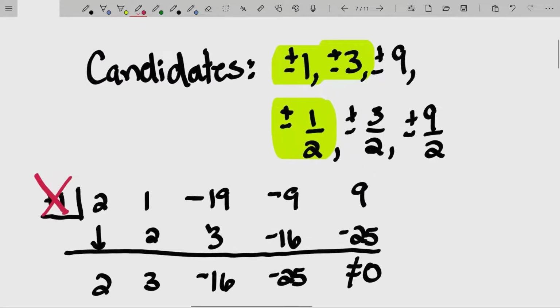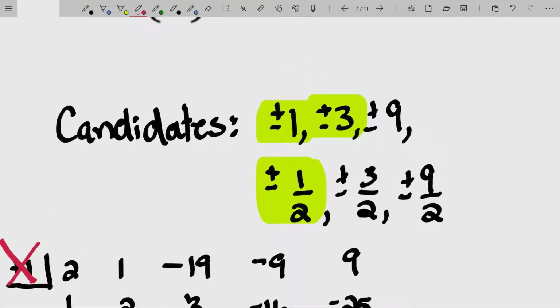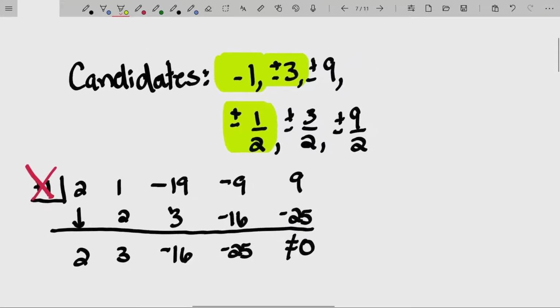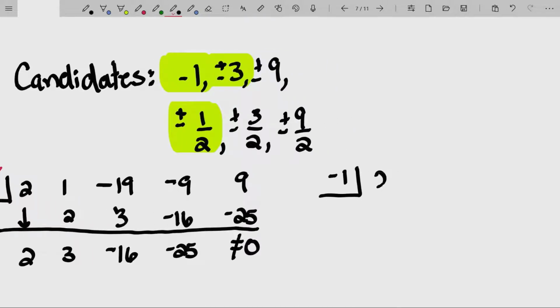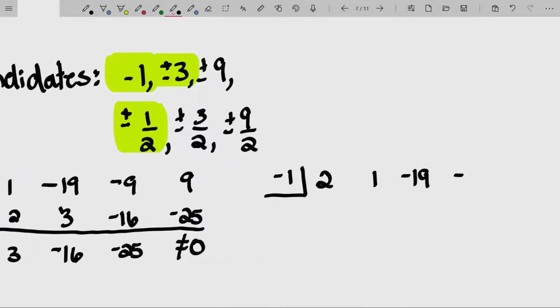So here's what I'll do here. I'll go ahead and maybe erase the positive off that. Now I'm going to check the negative 1. So I repeat that same process. I'll do this over here, negative 1. Again, you have a 2, a 1, a negative 19, let's see, a negative 9, and a 9.